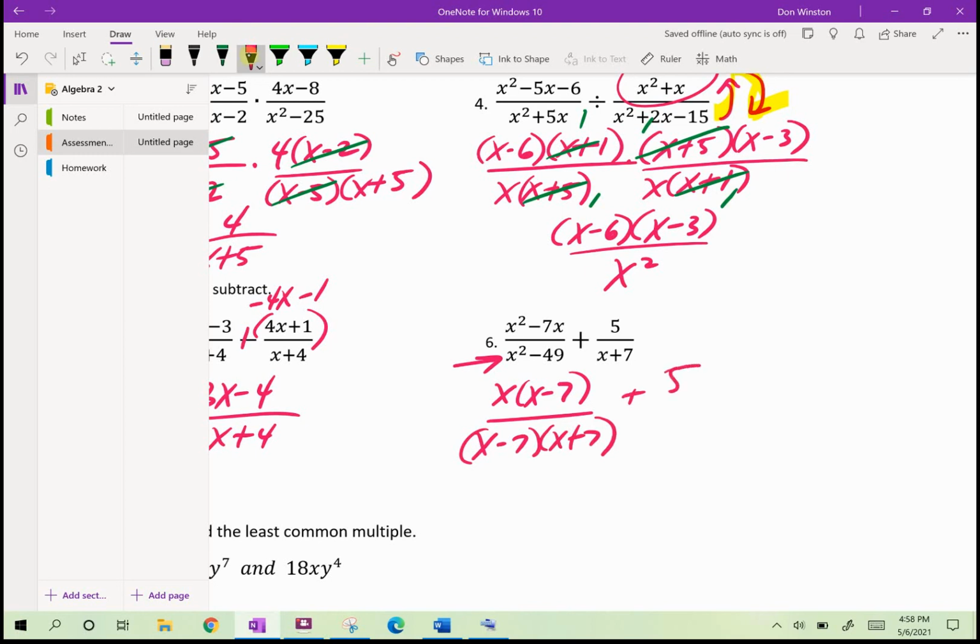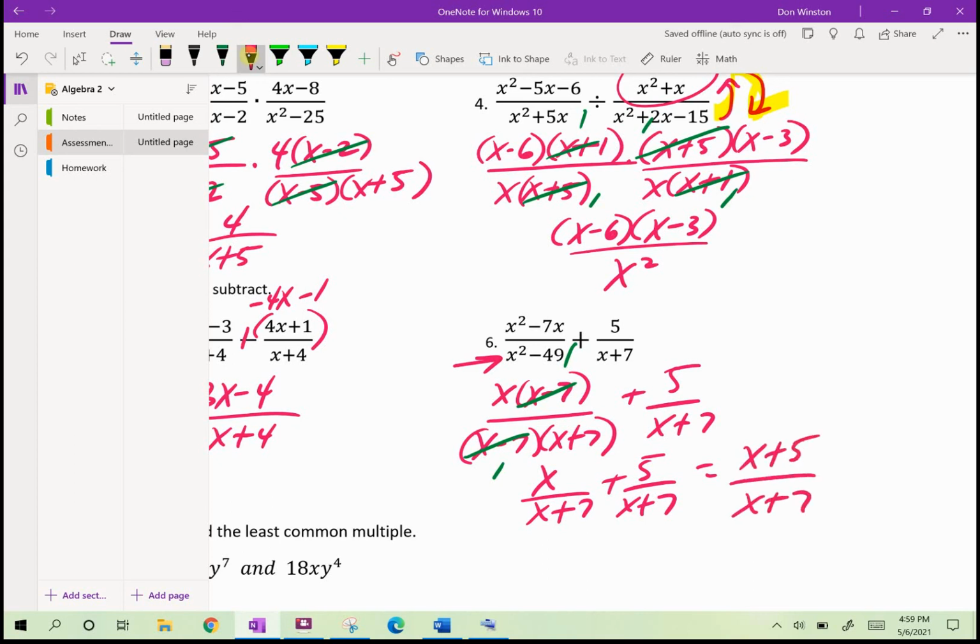And then we'll add 5 over x plus 7. Well, see, now my x minus 7s are going to cancel out. And so I'll just have left x over x plus 7 plus 5 over x plus 7. Okay, so I can't combine like terms. That's just x plus 5 over x plus 7.